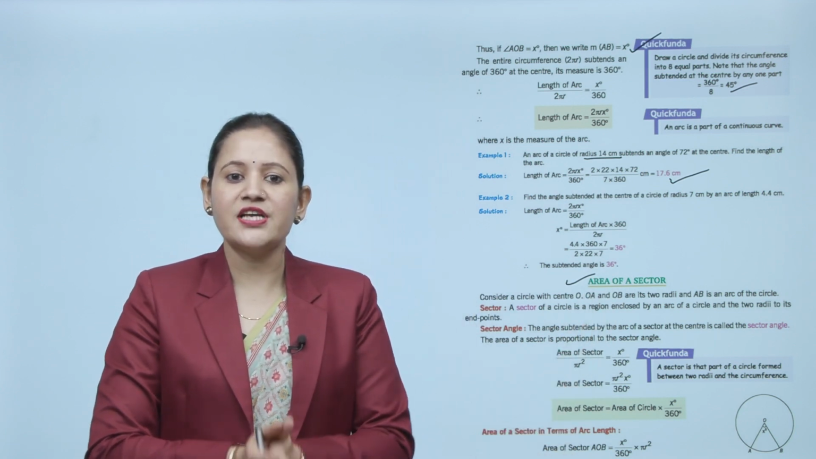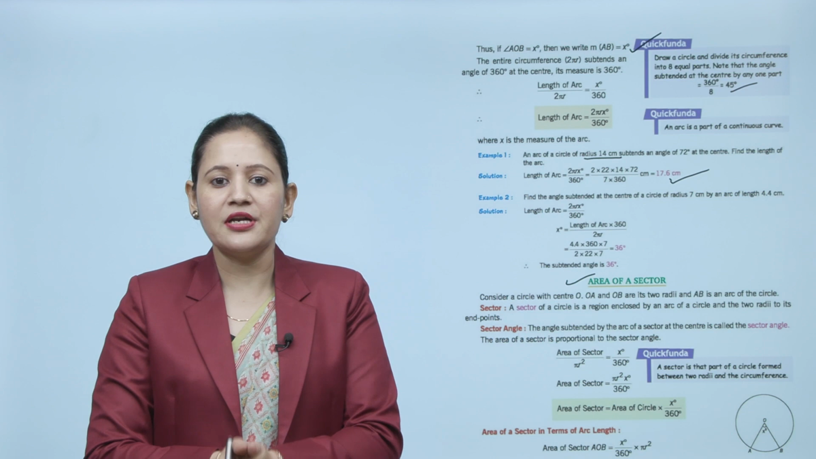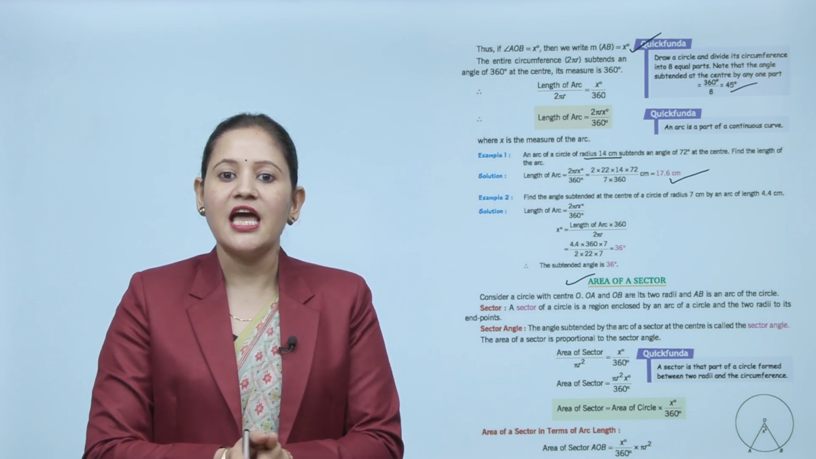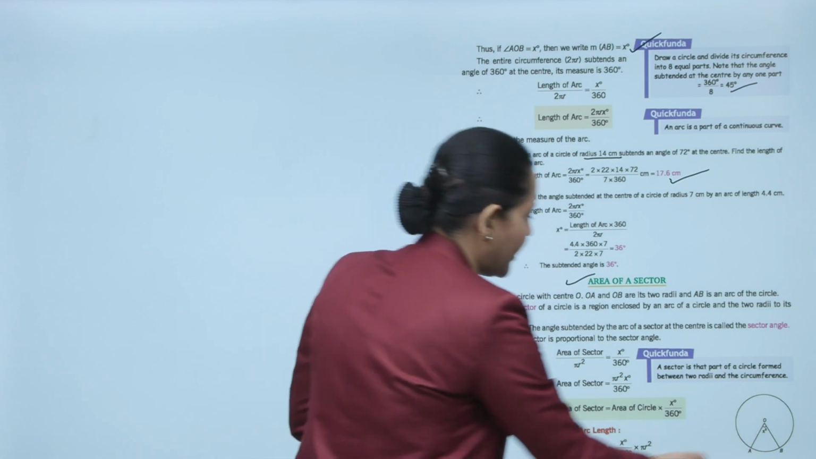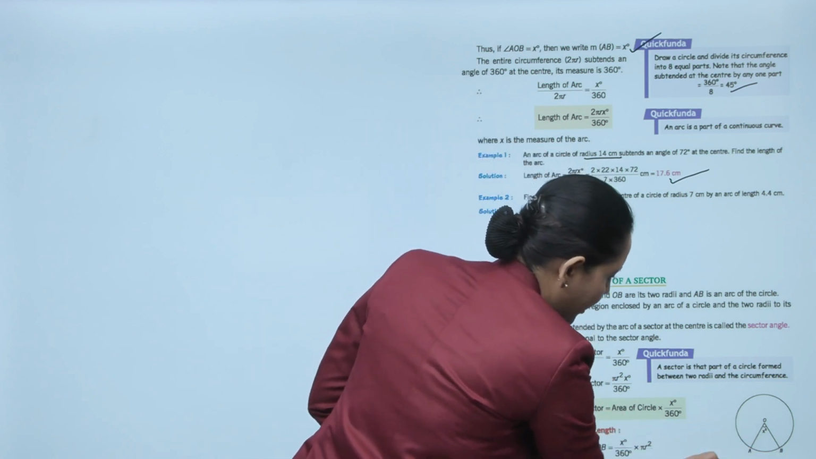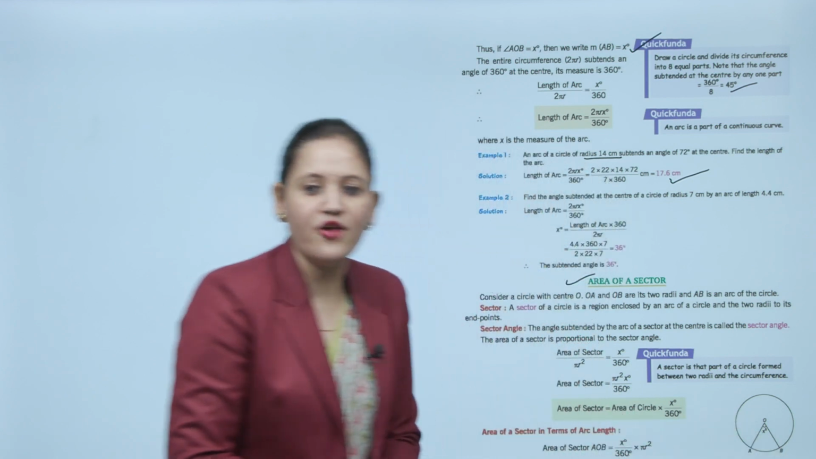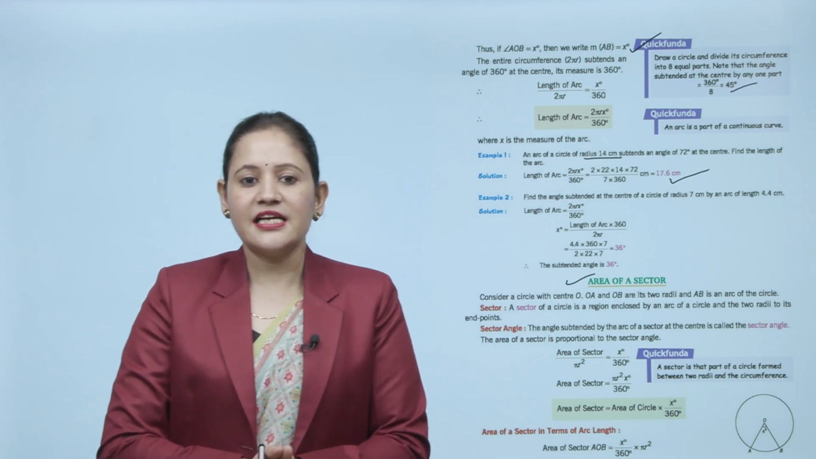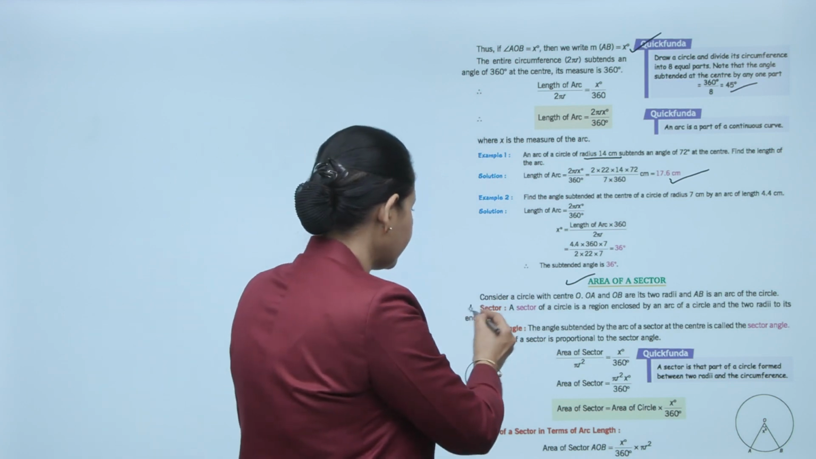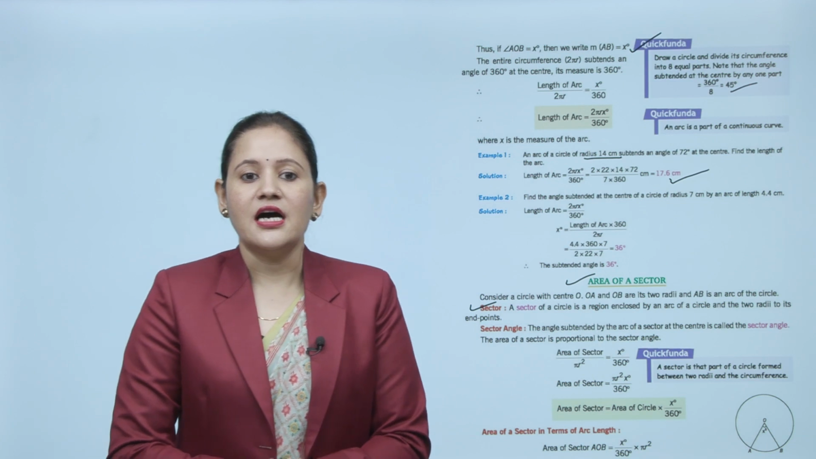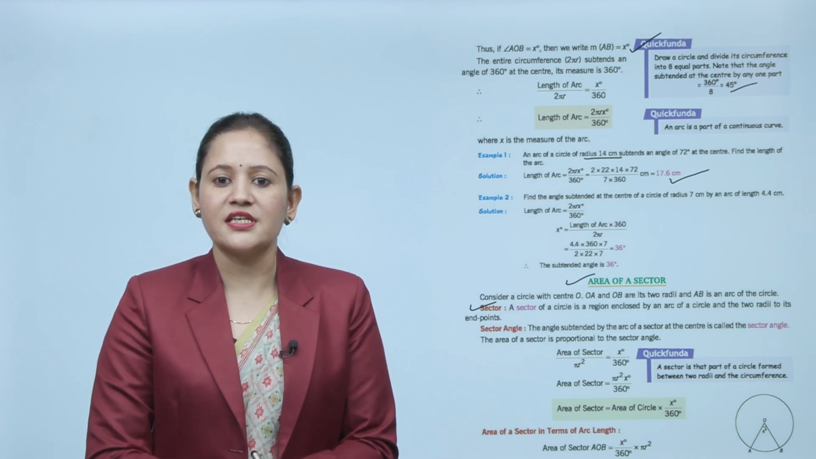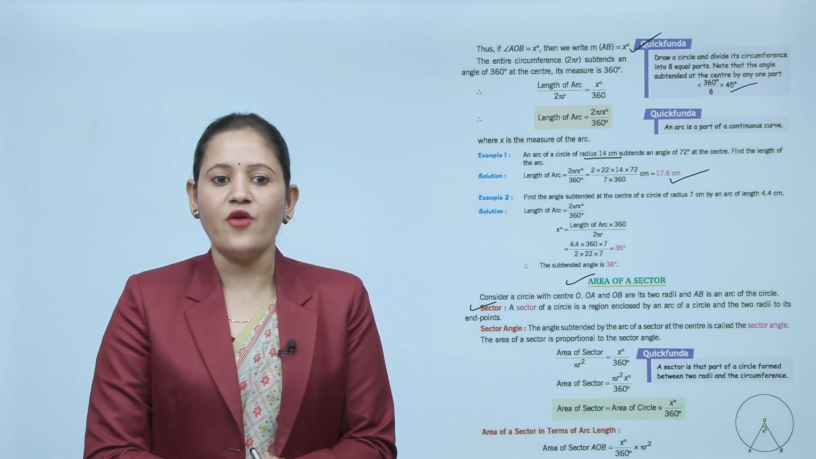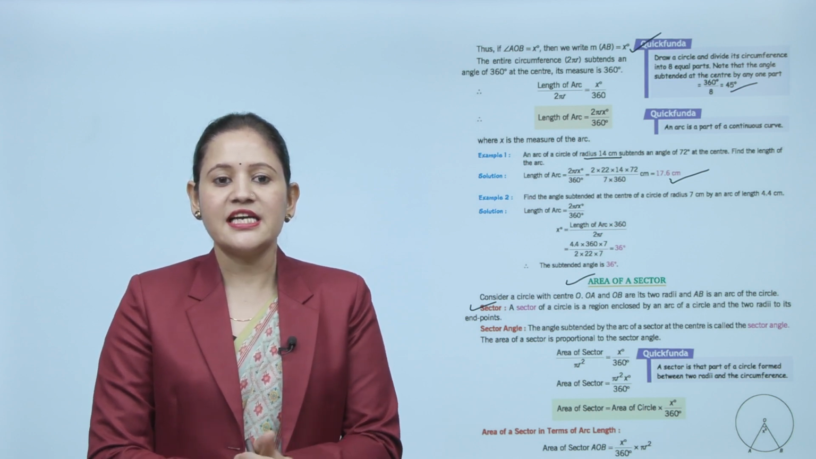Next, area of a sector. Consider a circle with center O, where OA and OB are two radii and AB is an arc of the circle. AB is the arc and OA and OB are radii of the circle. Sector. A sector of a circle is the region enclosed by an arc of a circle and two radii at its end points. Sector angle.